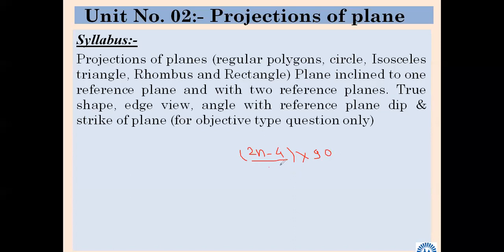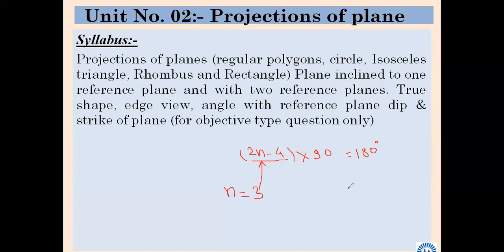What do we get from this formula? The sum of all internal angles. For example, if we apply it to any triangle, n is equal to 3. We know n is the number of sides, and the number of sides and the number of internal angles is the same. So for a triangle, 2 into 3 is 6, minus 4 is 2, into 90 gives 180 degrees. This formula is correct.